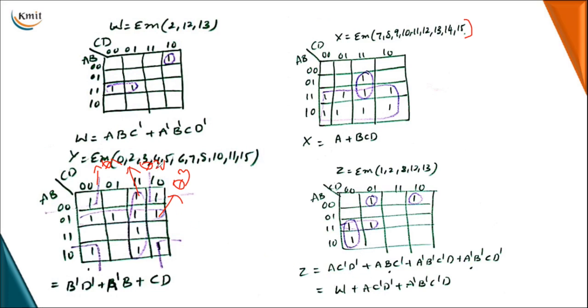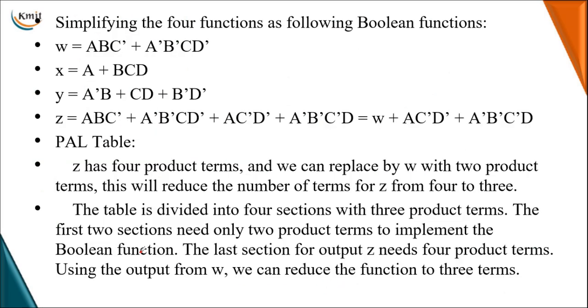So hence I can connect my output function W as one of the inputs of Z to the OR gate, and then it must be ORed with AC bar D bar plus A bar B bar C bar D. So we can obtain your Z function. Along with these 4 inputs, you also have one more input which is your output function W. Hence we have to take W, and W bar is also one of the inputs of your PAL.